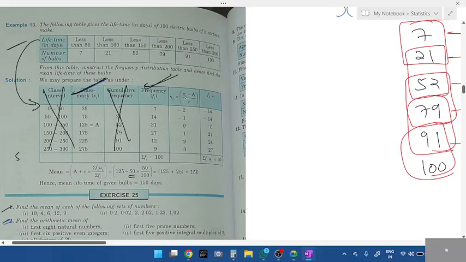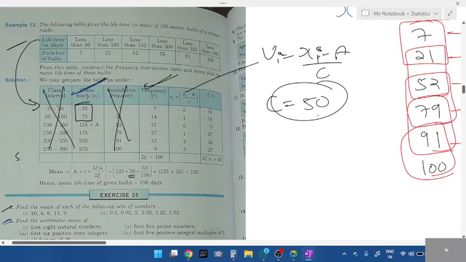UI calculation. So this is step deviation. Find the mean of the bulb using step deviation. Can you see UI is given? Xi minus A divided by C. Where have they taken the A value, students? They've taken it from class marks, 125. And what is the C value? How do you calculate the C value? Take any two values from Xi. What is 75 minus 25? Isn't it 50? Yes, that is what they've used here. Look here, C value is 50.